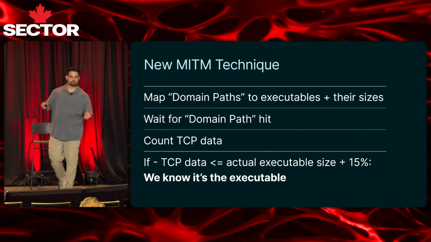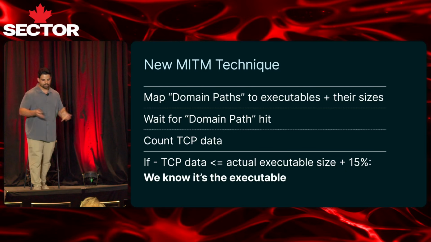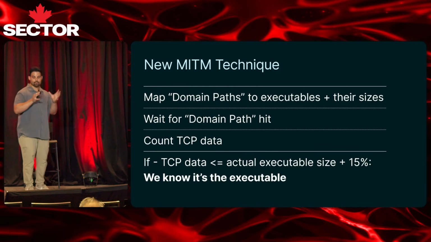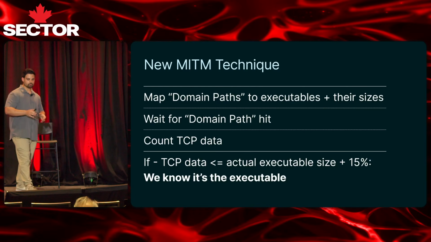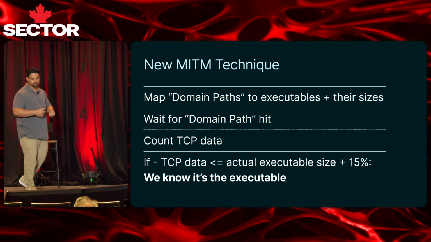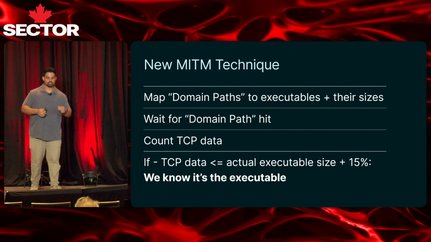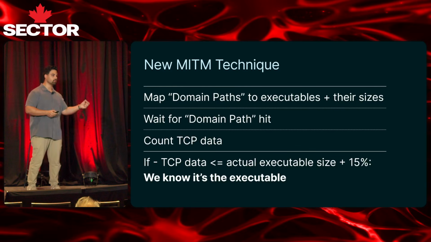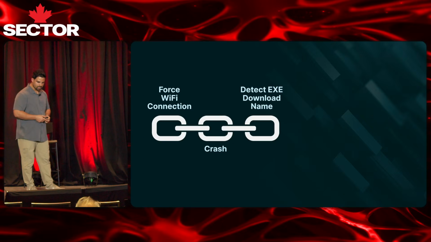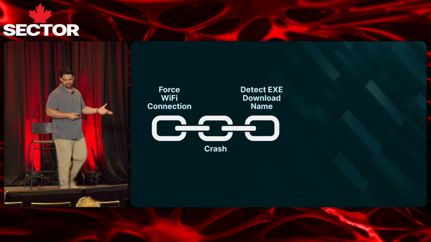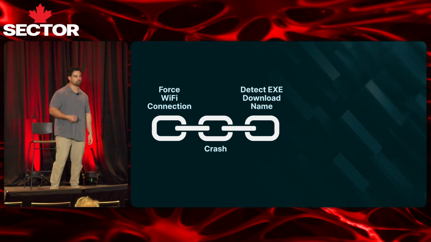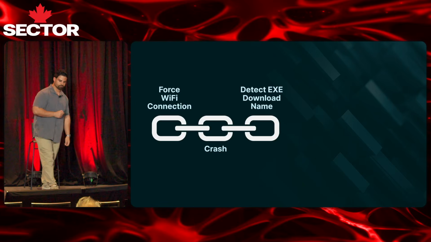So to conclude, this is how we defined our new man-in-the-middle technique overall. We start by creating a mapping between domain paths to executables that match these domain paths and their sizes. Then we wait until the victim hits a certain domain path in a limited time frame, and we start counting the downloaded data. Then, based on the downloaded size, we deduce the installer's name. And so now we chained another link to our RCE chain. We can now also detect names of a lot of executables that are downloaded by a potential victim.